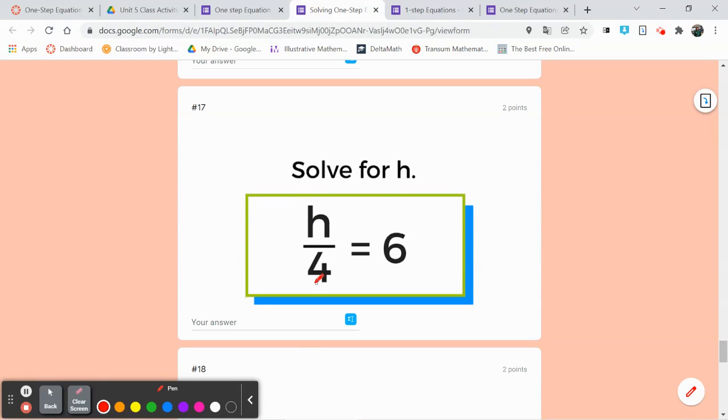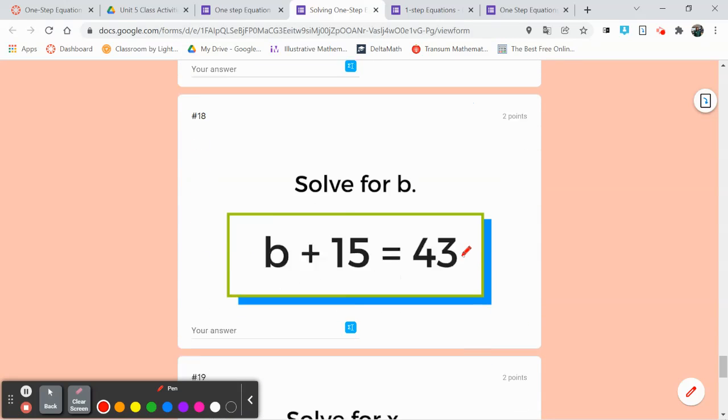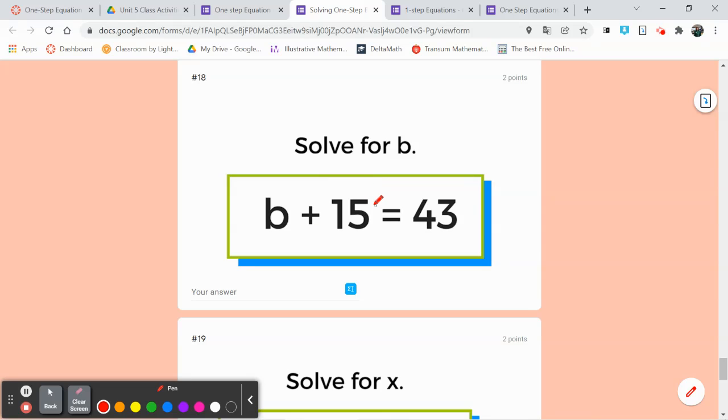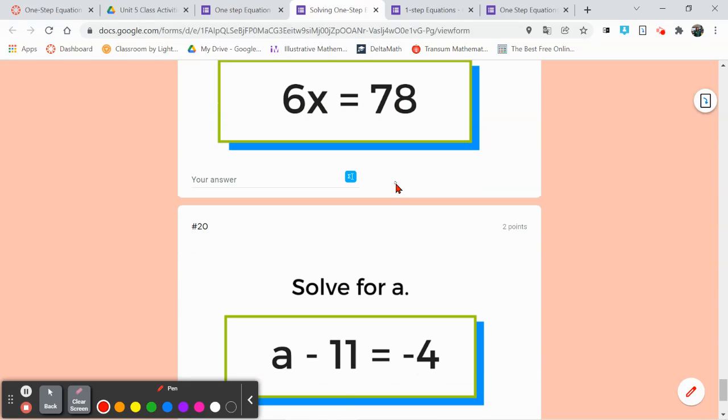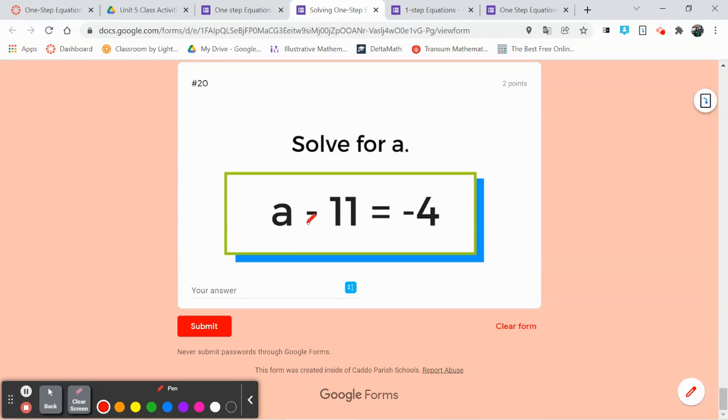This is division, divided by 4. The opposite of dividing is multiplying both sides by 4. This is add 15. The opposite is subtract 15. This is multiply both sides. This is multiply by 6. The opposite of multiplying by 6 is divide both sides by 6. The opposite of subtracting 11 is to add 11 to both sides. And then you'll have -4 plus 11. Different signs, stop, subtract, keep the sign of the most. So that's how you work these.